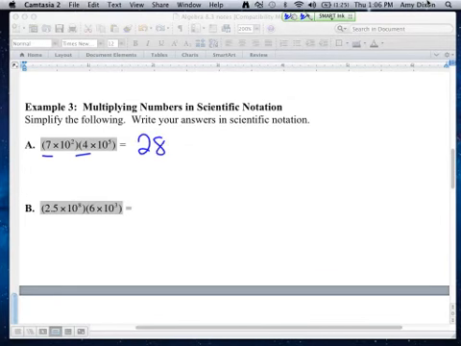And then what you do is you take the 10 to the 2nd, 10 to the 5th. They have the same base. They both have a base of 10. So if I multiply those, I keep the 10 as the base, and then I add the exponents. We get 2 plus 5 gives us 7.